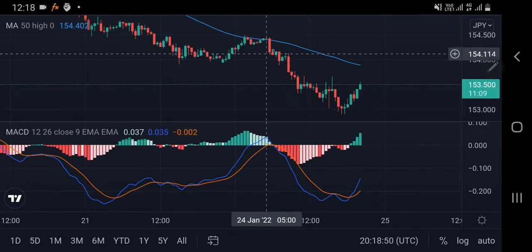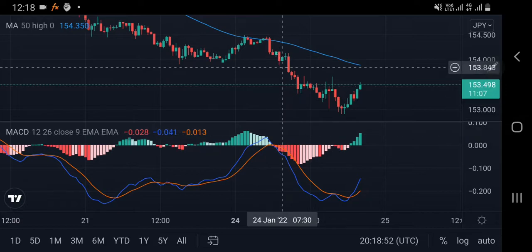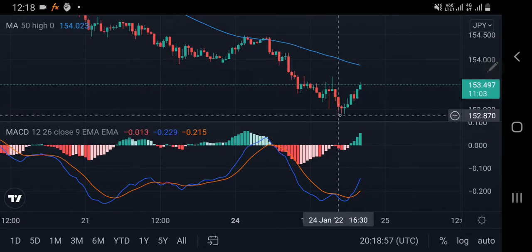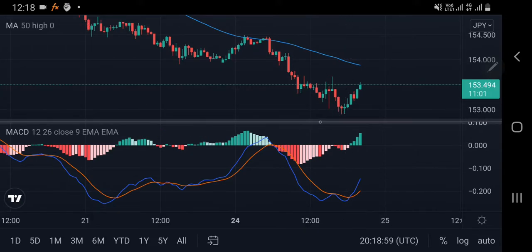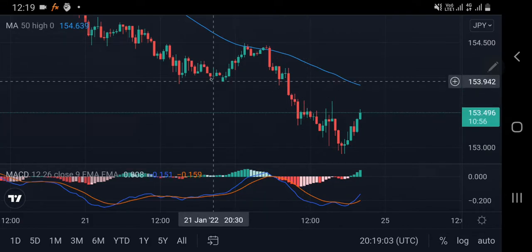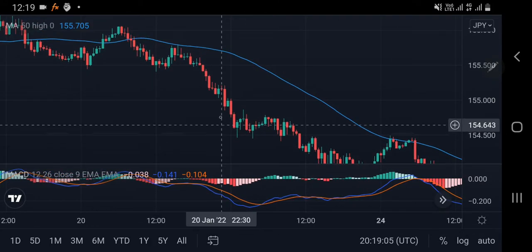Here again you see the crossover happens, the price is below the 50 moving average, and then you can see another winning trade. So that's the simple strategy I brought for you guys.